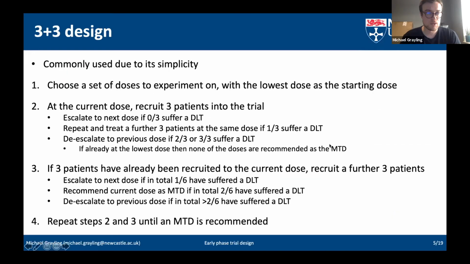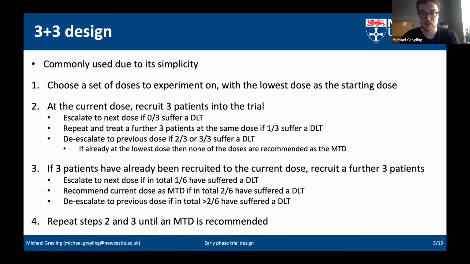So what is the 3+3 then? Well, this is a very commonly used design because of its simplicity. So essentially all you do is choose a set of doses you're going to experiment on, and you use the lowest dose as your starting dose. And then at your current dose, you recruit 3 patients into your trial. And if none of them experience a DLT, then you'll escalate to the next dose.